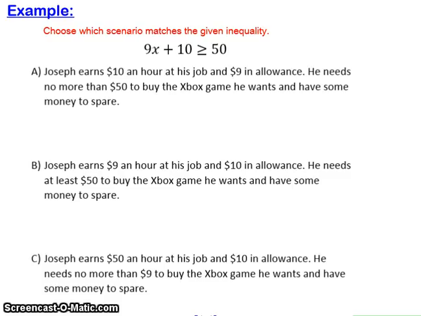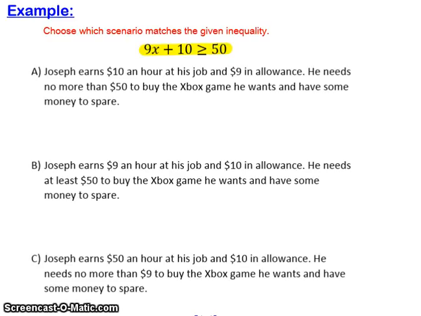Alright, I need you to get this half sheet out. And this is an example. It's the only example we're going to do today, so you're going to want to pay really close attention. So it says choose which scenario matches the given inequality. So I'm given this 9x plus 10 is greater than or equal to 50. So I'm going to go ahead and highlight that. I'm given that, but I have to see, does A, B, or C match that inequality that they've given me?